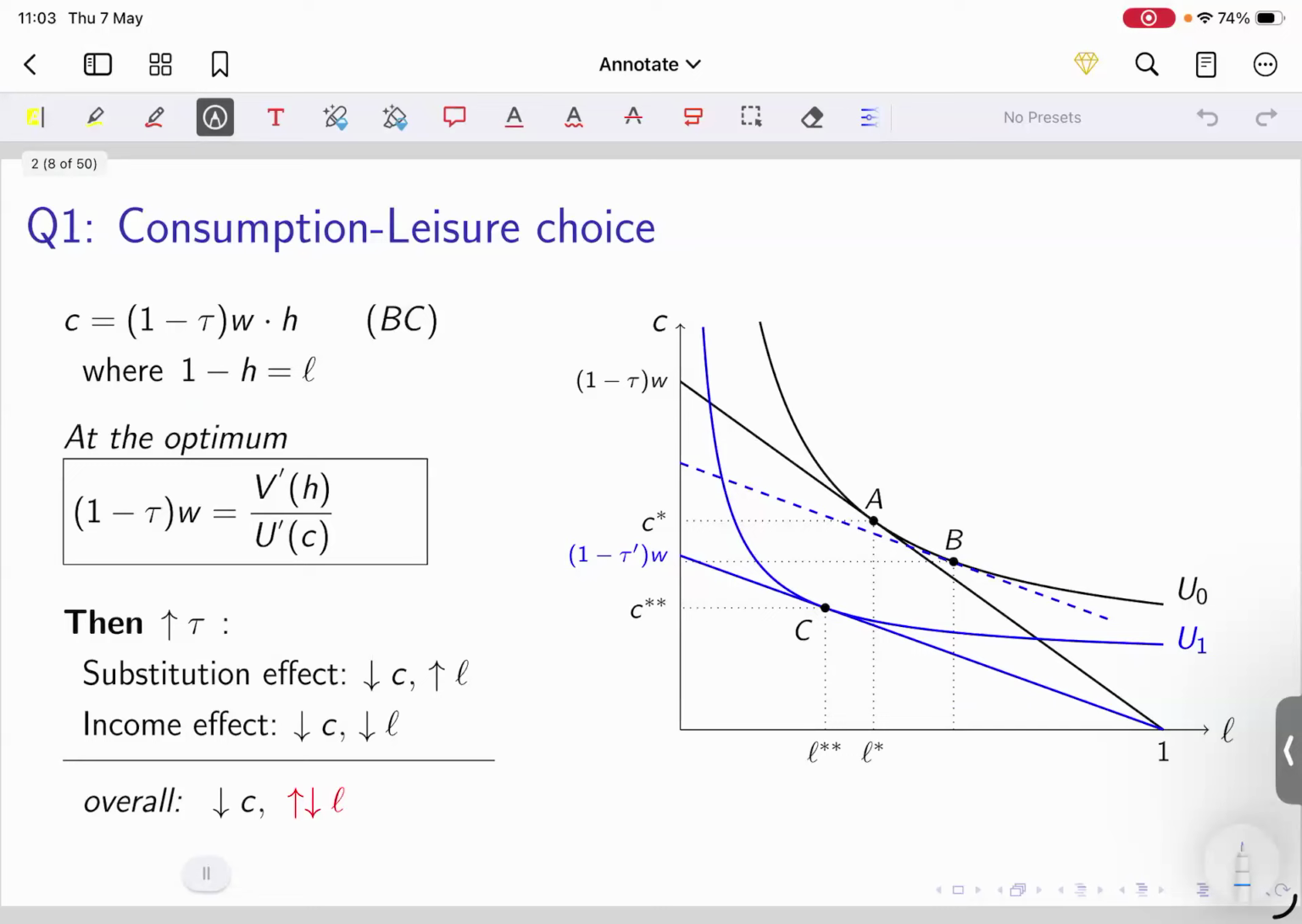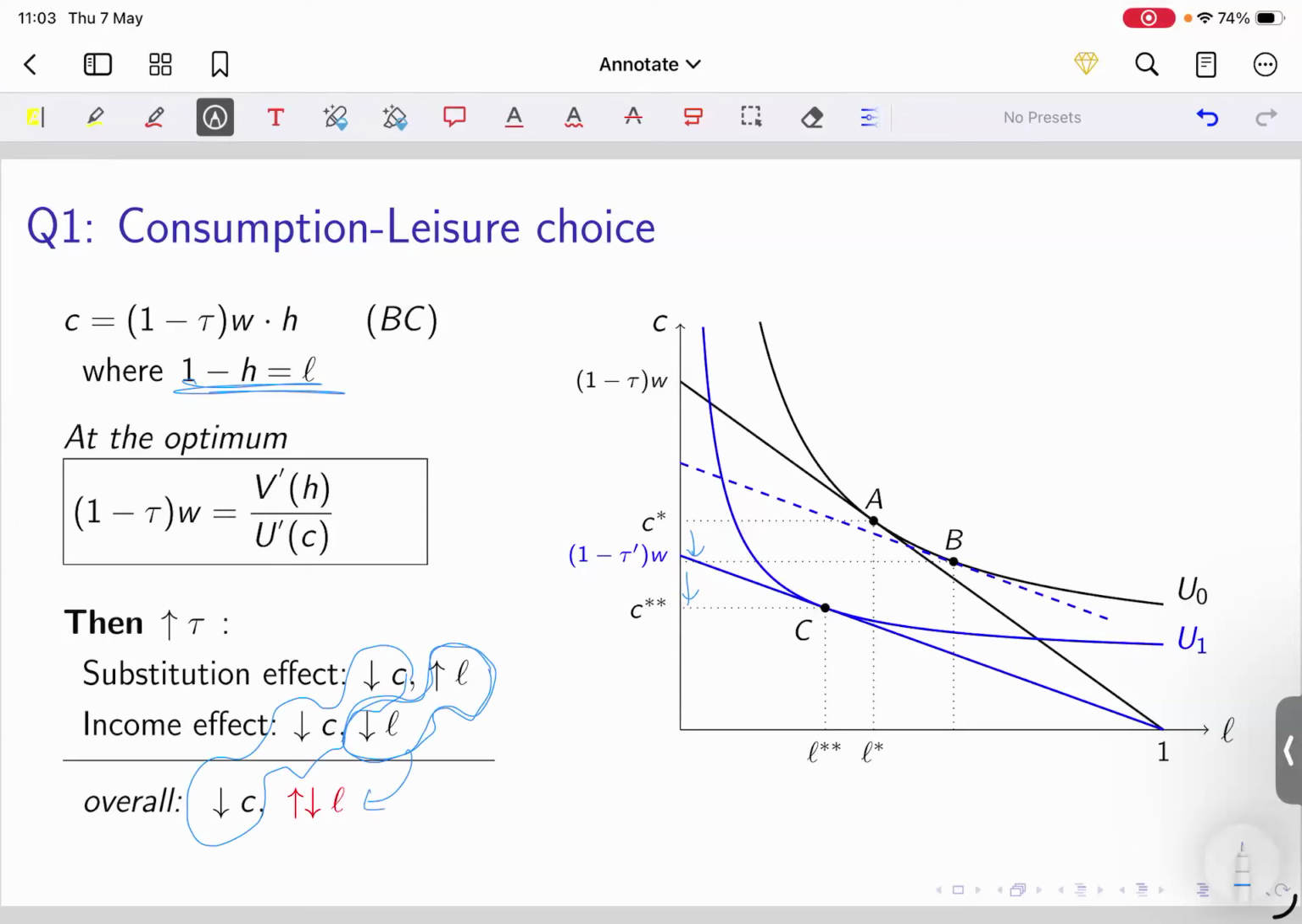This is coming, you see. The effect on consumption is unambiguously negative, right? Both substitution and income effect push consumption downwards. But the effect on leisure, which is what we're interested in, because it tells us about labor, is instead ambiguous. It could be either way.